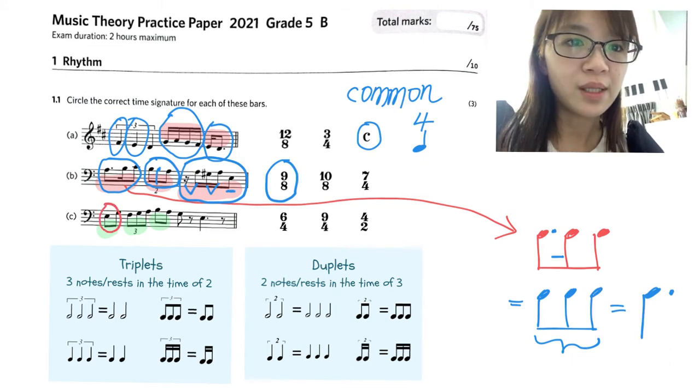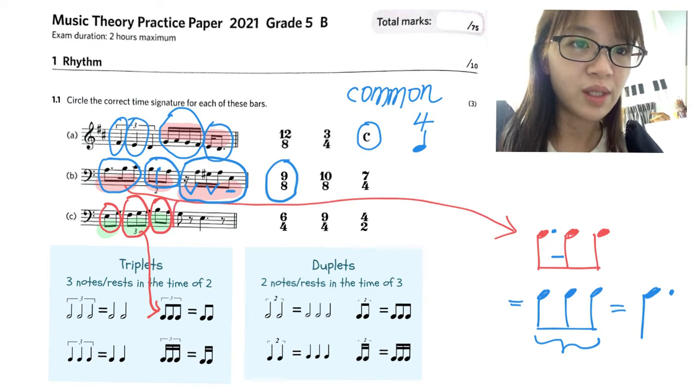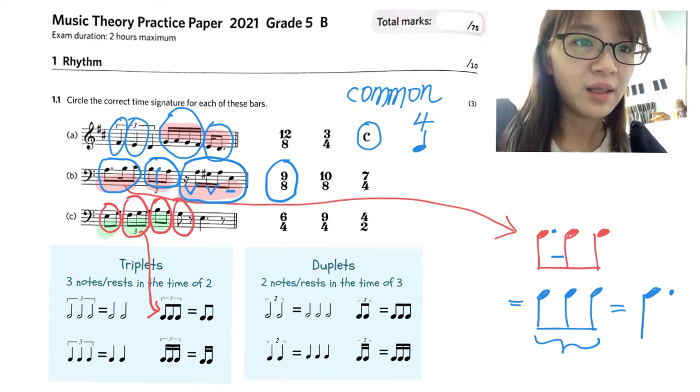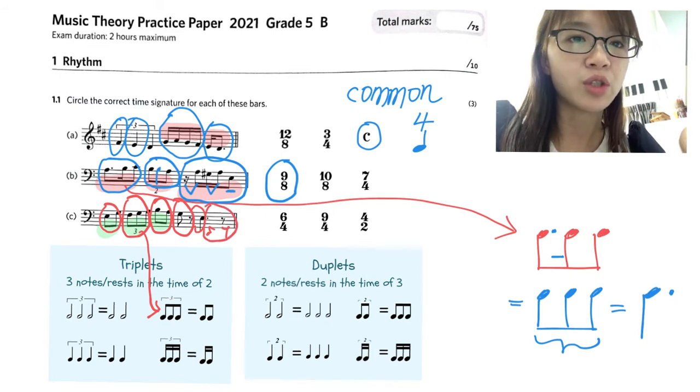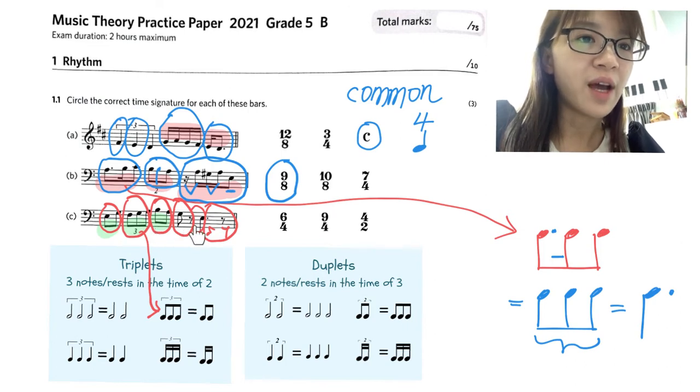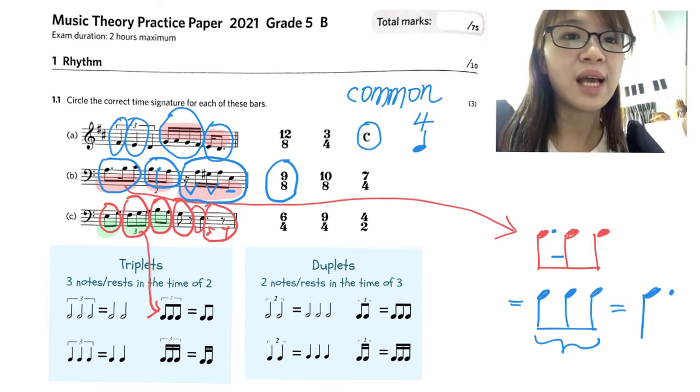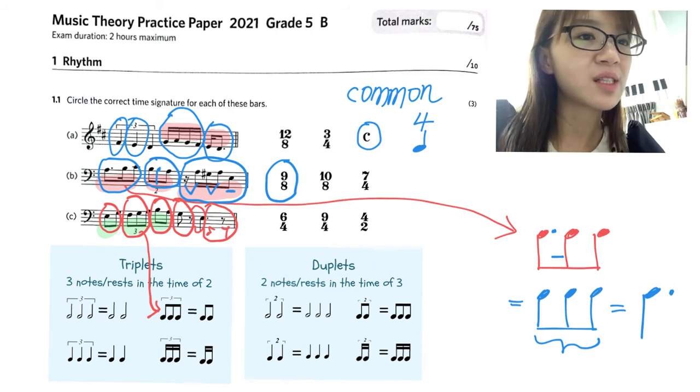Triplets, three notes in the time of two notes. So this is another crotchet. This is another crotchet. And this one is another crotchet. And you have a crotchet here. A dot is a quaver. A quaver and a quaver rest is another crotchet. So let's count how many crotchets we have. 1, 2, 3, 4, 5, 6. We have 6 crotchets. The answer is 6, 4. 6, 4 is 6 crotchets.